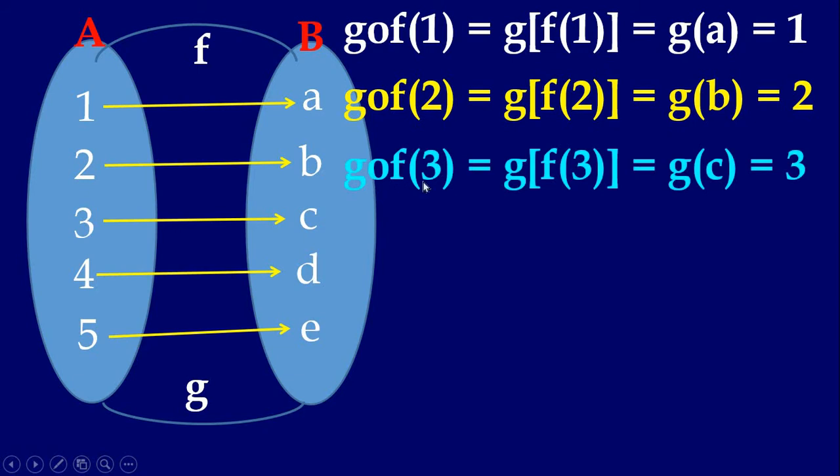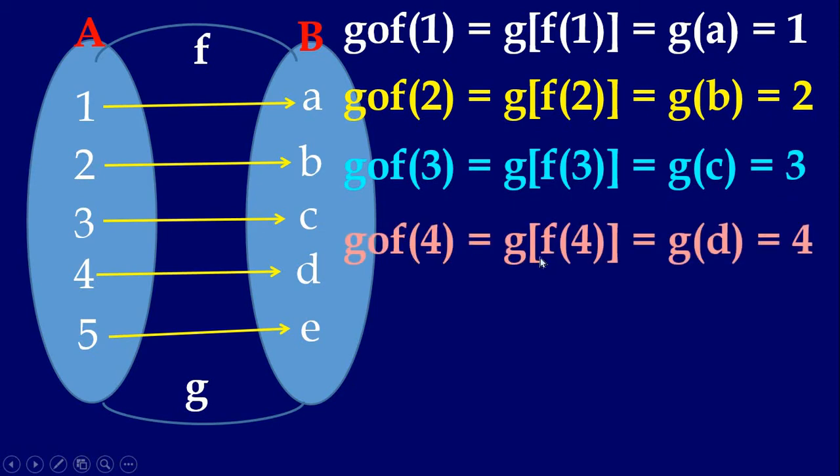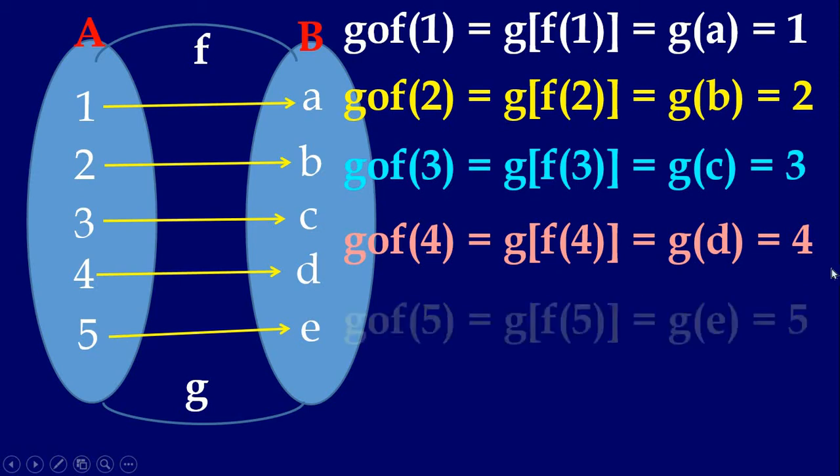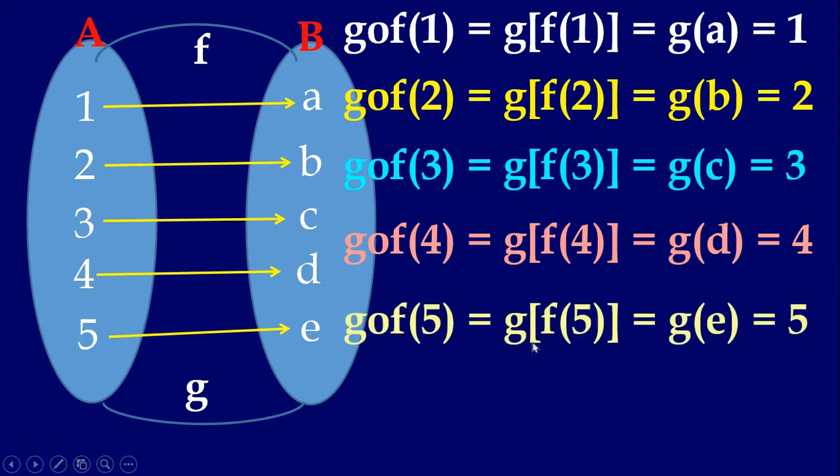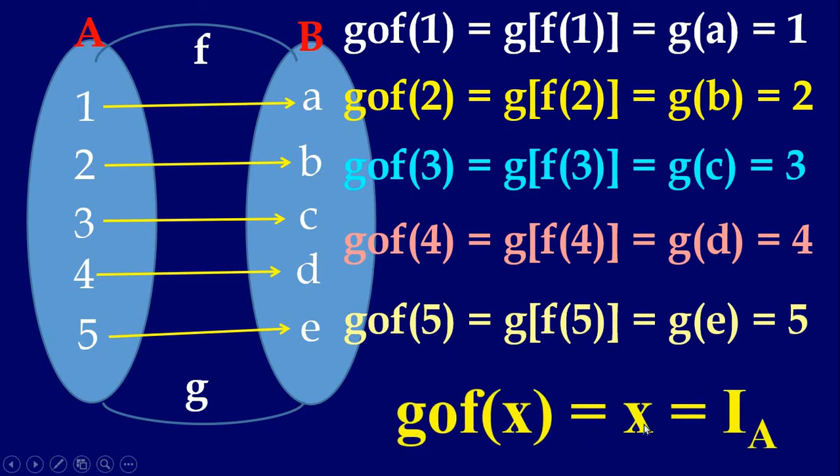Same type, g composite f of 3 is g of f of 3, which is g of c, and g of c is 3. And g composite f of 4 is g of f of 4, which is g of d, and g of d is 4. And g composite f of 5 is g of f of 5, which is g of e, and g of e is 5. Now g composite f of 1 is 1, g composite f of 2 is 2, g composite f of 3 is 3, g composite f of 4 is 4 and g composite f of 5 is 5. So g composite f of x is x. Therefore g composite f is the identity function.